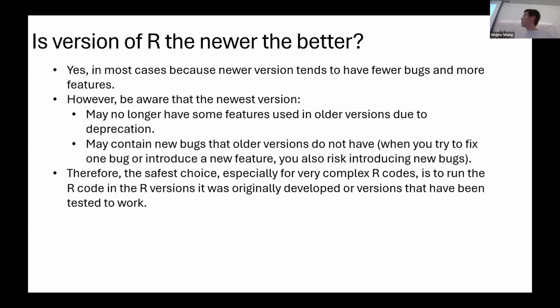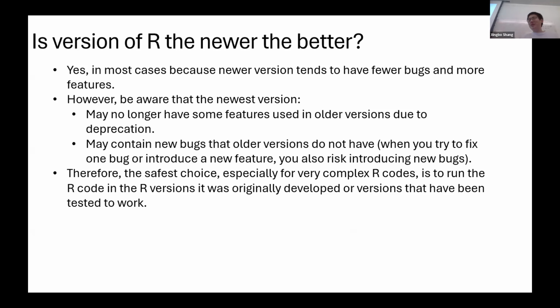So the first question you may think of is, is it always better to use the newer version? In most cases, yes, because it contains fewer bugs and more features. However, be aware that if you go to a lab, there will always be an old computer running Windows 7 or Windows XP or Windows 95 to support that old but super important microscope or whatever. And if you upgrade, then everything shuts down.